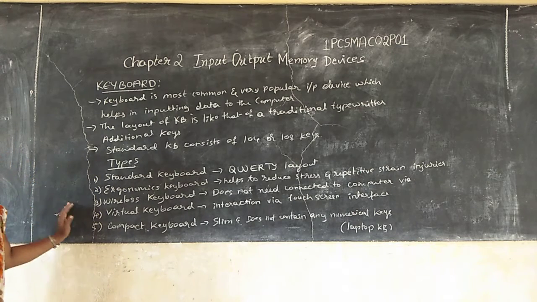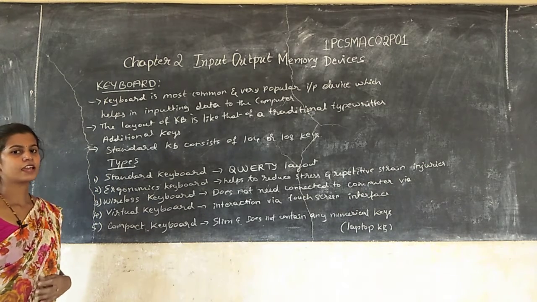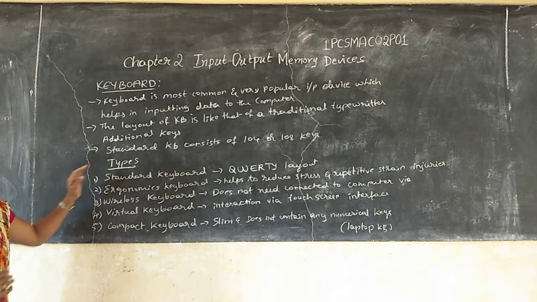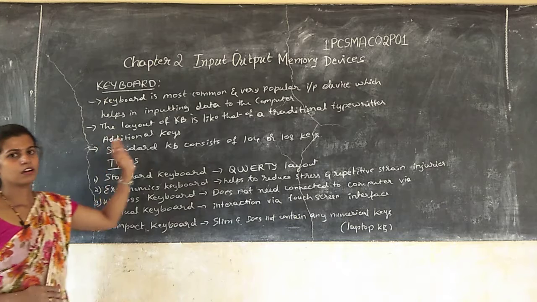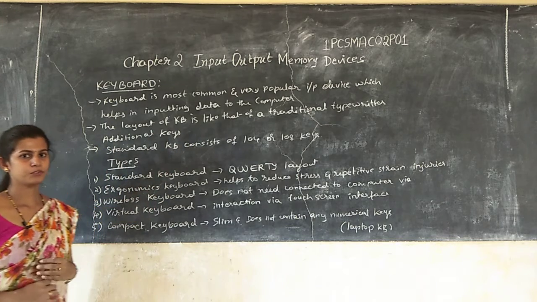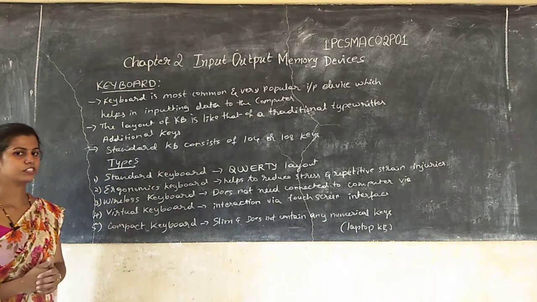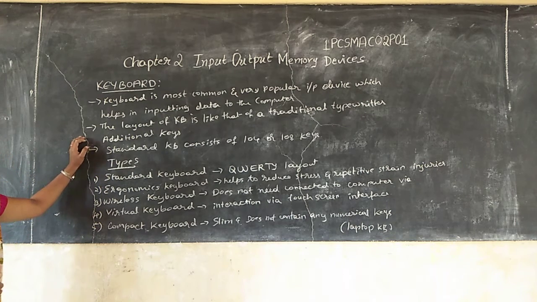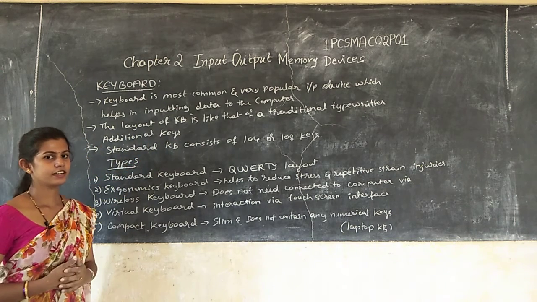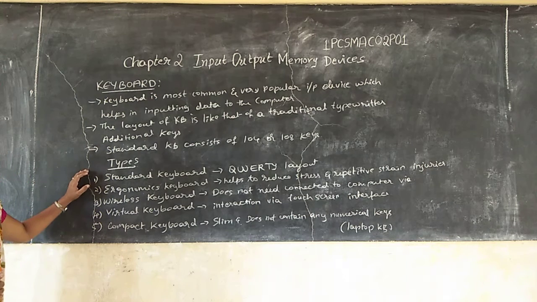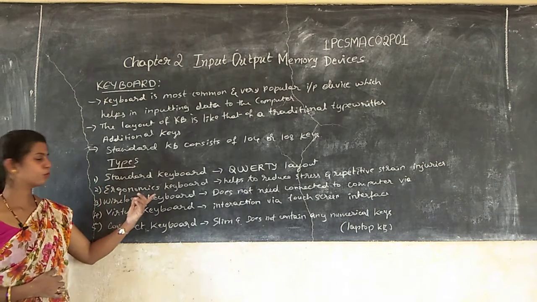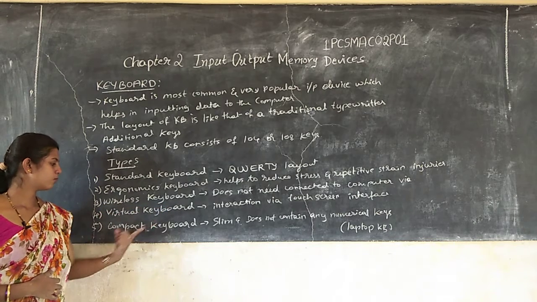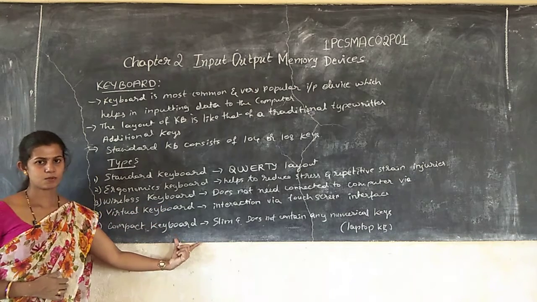So the keyboard is a very primary type of input device and it contains 104 or 108 keys. It is used to input the data to the computer. Without the keyboard we cannot input or enter the data to the computer. The layout of keyboard is like the traditional typewriter, and the types of keyboards are standard keyboard, ergonomics keyboard, wireless keyboard, virtual keyboard, compact keyboard. This is about the keyboard.